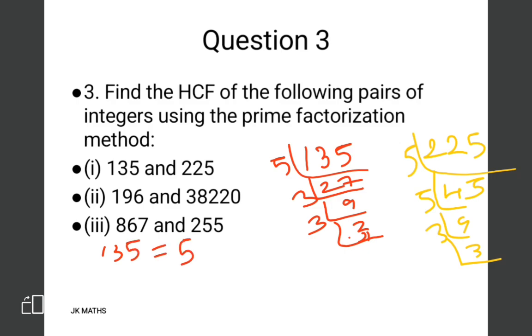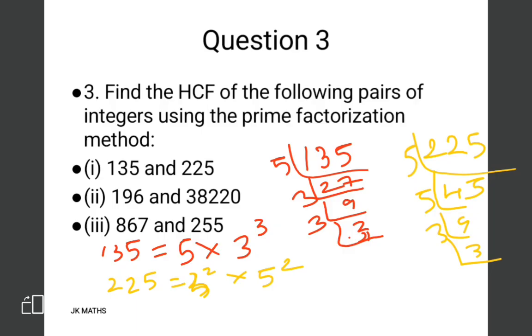5 into, there are 3 times 3, so we can write it as 3 cube. Okay, now for 225, 3 2 times and 5 2 times are there. So in both the prime factorizations we can see 5 and 3 are common to both numbers. So now let's go for the power.